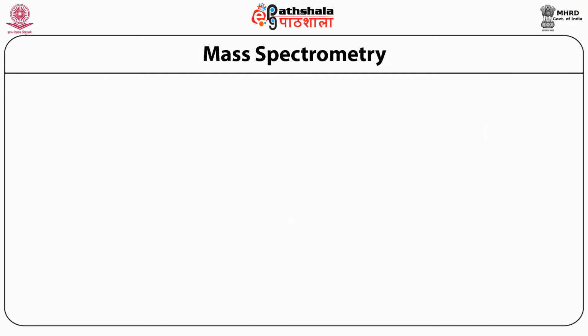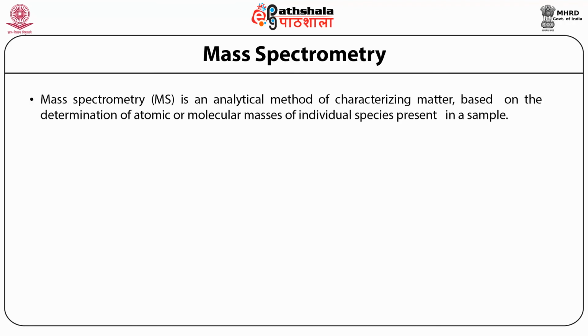The next technique is mass spectrometry. Mass spectrometry is an analytical method of characterizing matter based on the determination of atomic or molecular masses of individual species present in a sample.